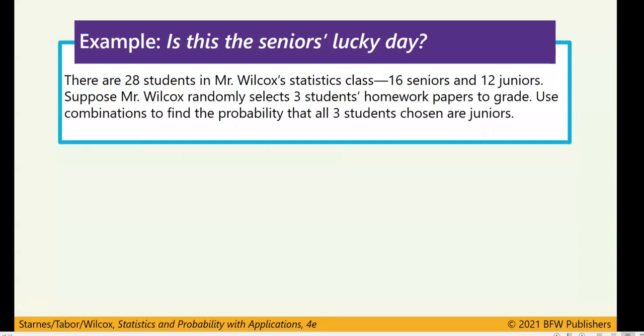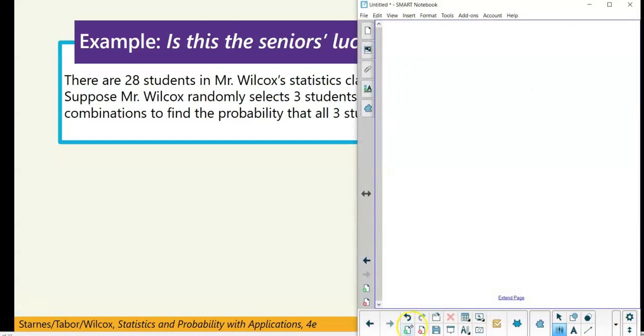There's 28 students in the class: 16 are seniors, 12 are juniors. Suppose he selects 3 students for homework paper grades. Use a combination to find the probability that all 3 students are juniors. So let's try to think this through. We've got 28 students in the class. Order doesn't matter in this problem, I'm pretty sure, so we're going to choose 3 of them. That's all the different ways that can happen.